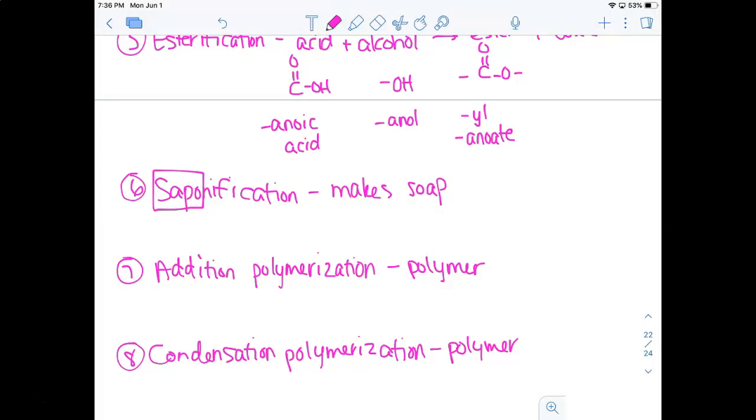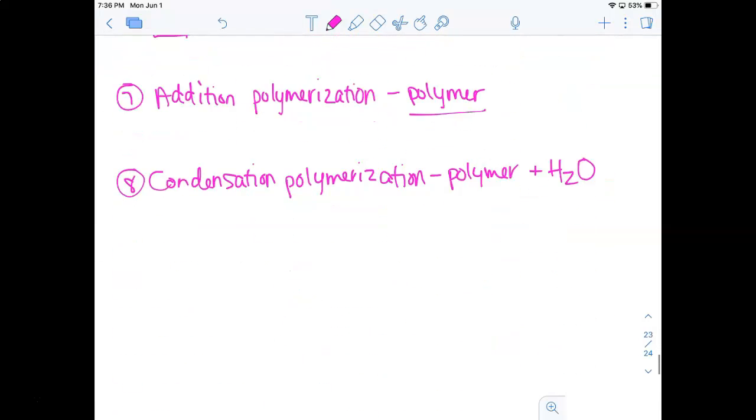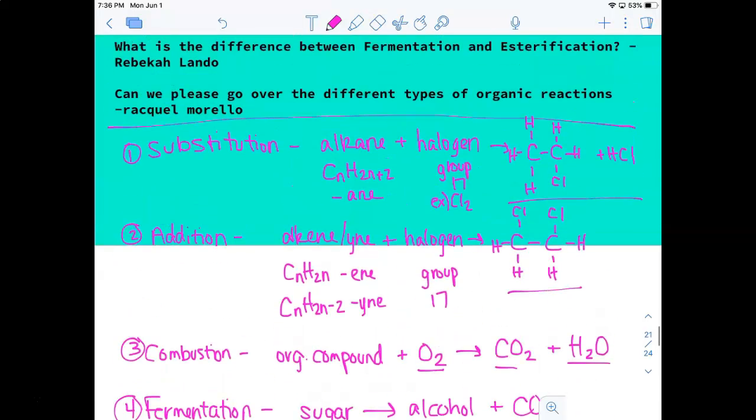In addition polymerization, the polymer is the only product. In condensation polymerization, in order to link the little molecules together, you have to make some room on the molecules first, so you take off water. So with the polymer, you also have water as a product. And that's how you would be able to tell the difference between the two. So those are all of your organic reactions.